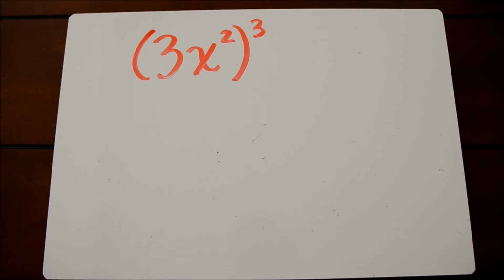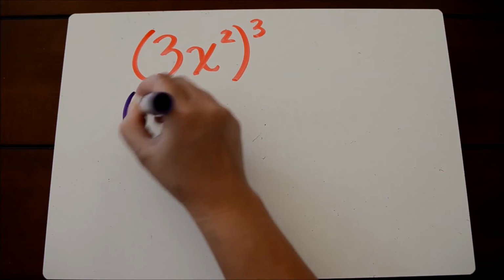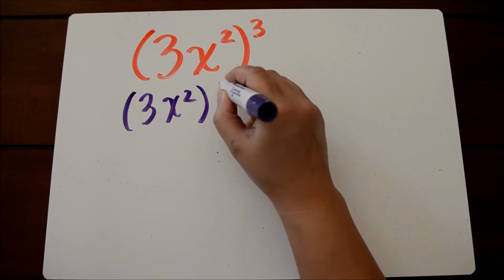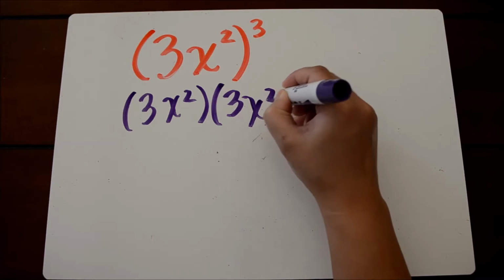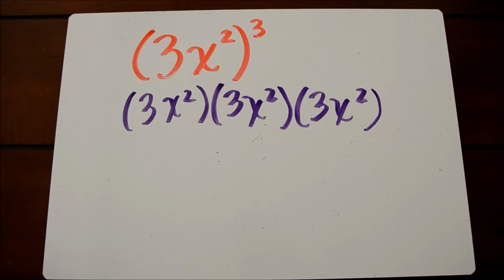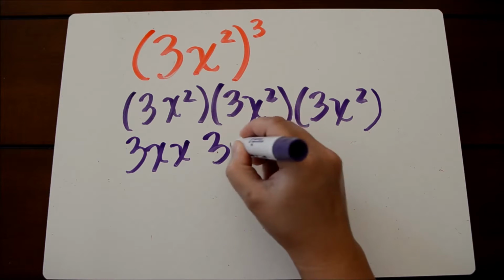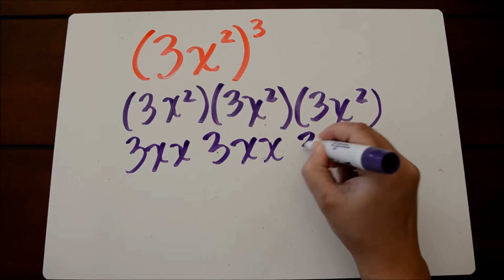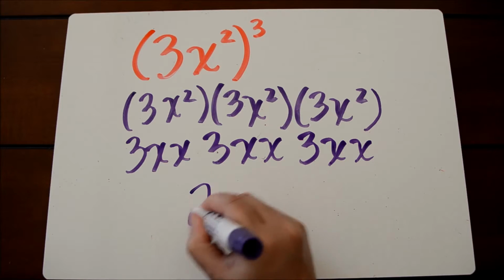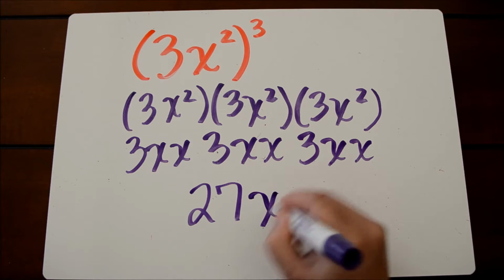Here we have a coefficient. So let's go ahead and expand this first. This would be 3x squared times 3x squared times 3x squared, because cubed means it's going to multiply by itself 3 times. Let's go ahead and expand this even further. So this is 3 times x times x, 3 times x times x, 3 times x times x. So 3 times 3 times 3 is 27, and then we have x times itself 6 times.